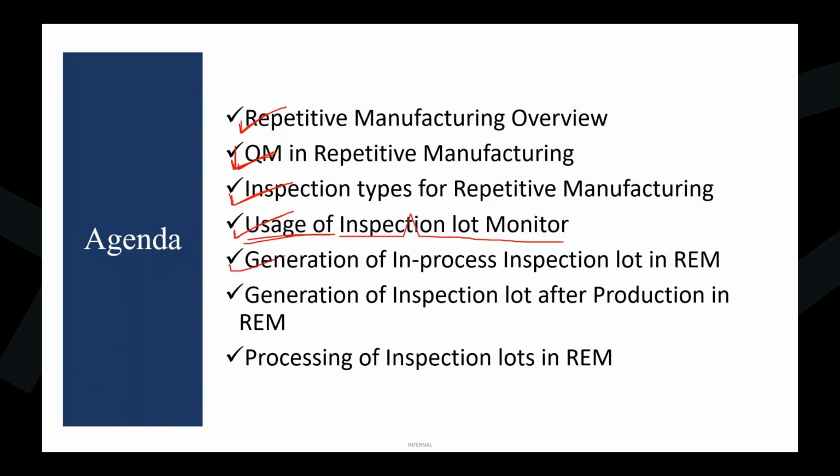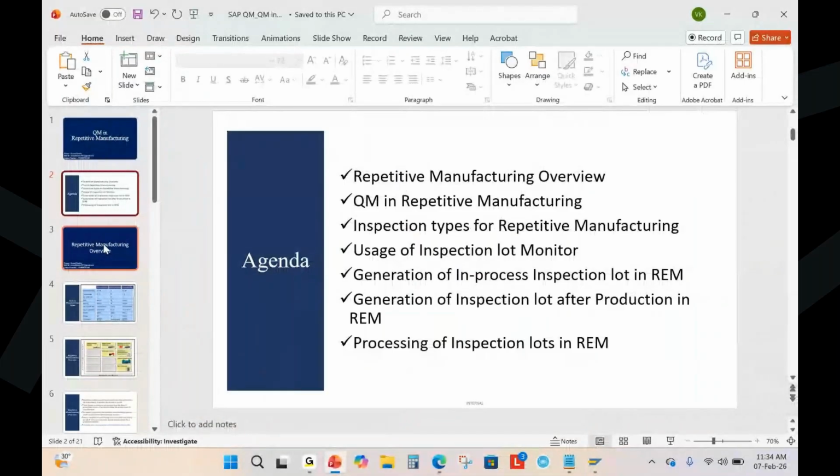Okay, generation of in process inspection lot in RM. How the in process inspection lot is generated in repetitive manufacturing, we will see that. Generation of inspection lot after production in repetitive manufacturing, that means at the end of the production, GR inspection, how to do that, how the inspection lot is generated, we will see. Then processing of inspection lots in repetitive manufacturing, how these are processed, those things we will cover. Okay, so these are the topics we will be covering in the repetitive manufacturing topic.